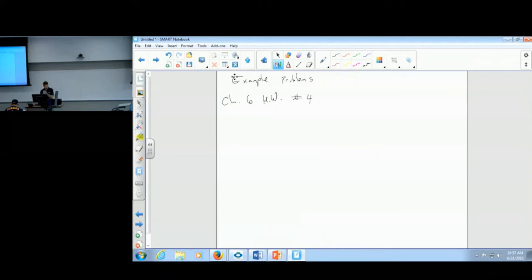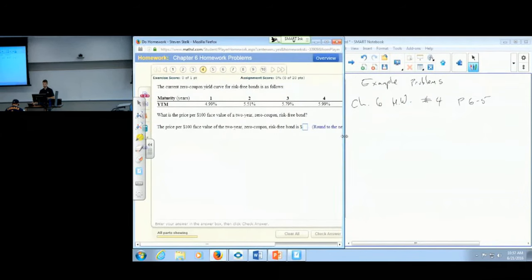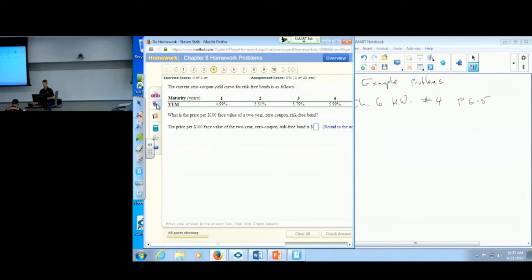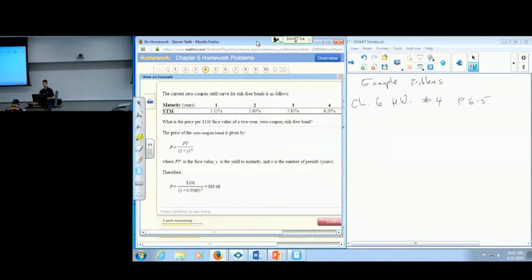We're going to look at number 4 from the Chapter 6 homework. That's problem code 6-5. Let's see, there's enough going on with bonds. I'm going to pull up the example problem so you guys are looking at the same numbers when you go back to study later.